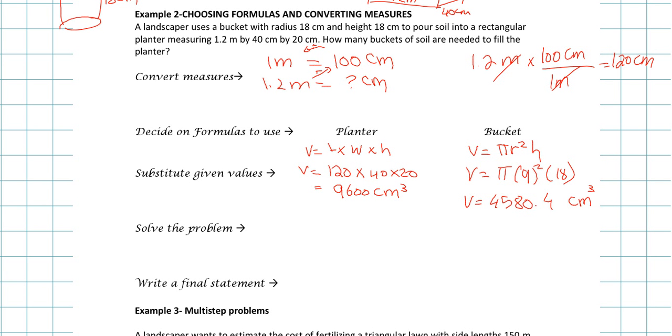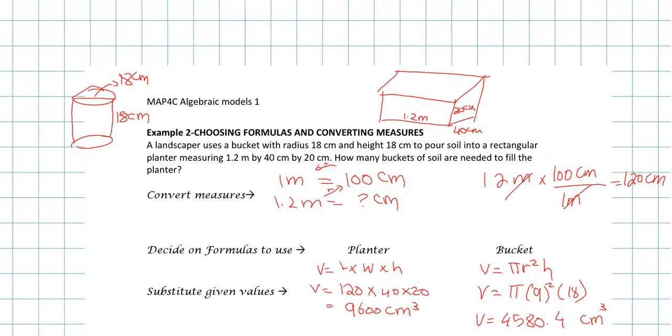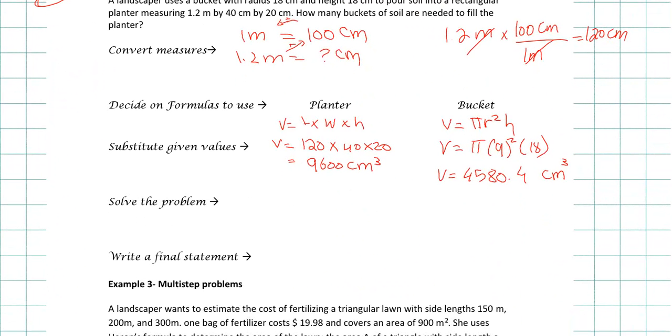Did it say the diameter is 18? Oh, the radius is 18. I read diameter, I'm sorry. Then this picture is wrong. Thank you. I drew the wrong picture. So the radius is 18, and the height is 18. So I'm going to have to change this. And that's going to be pi times 18 squared times 18.